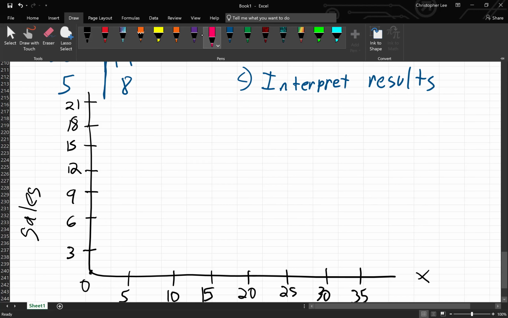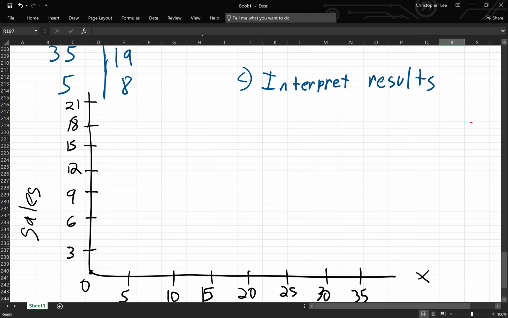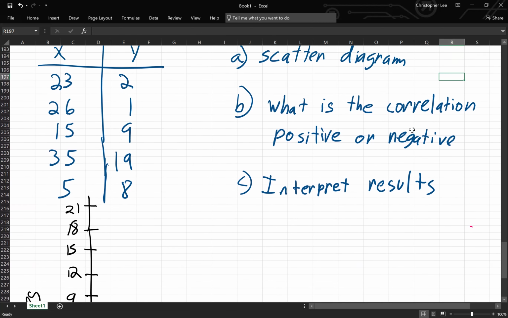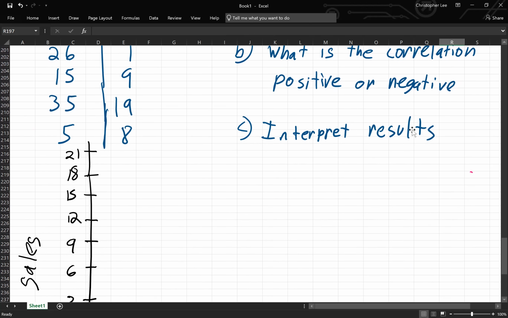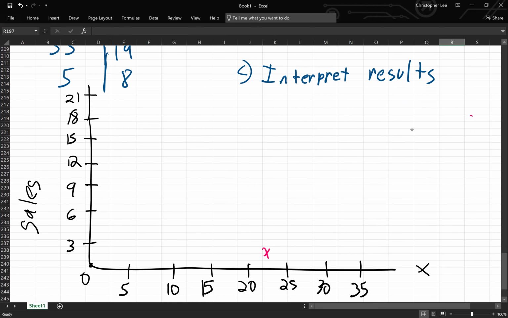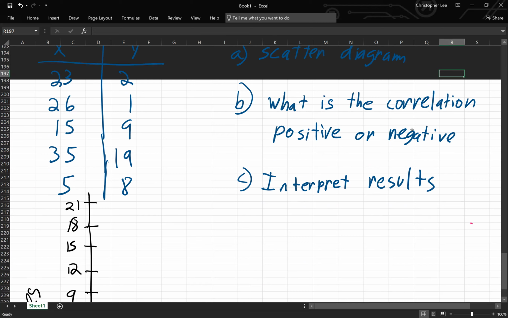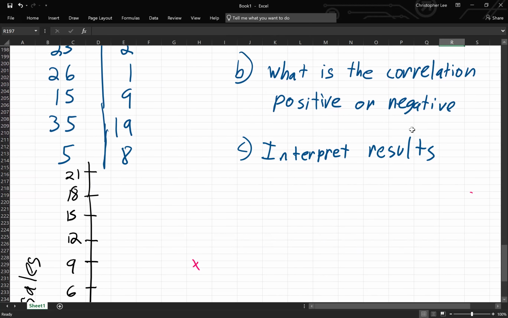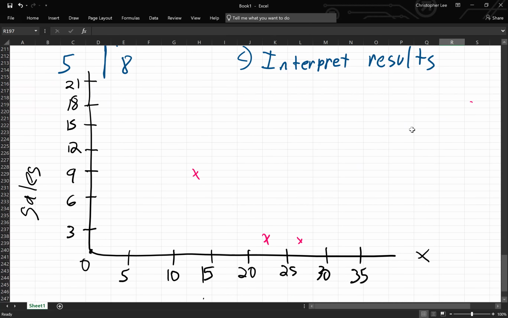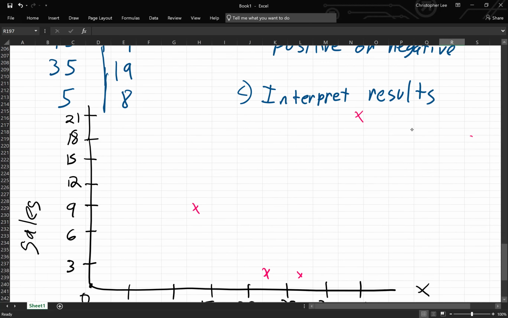Now, you guys could do dots. Me personally, I'm a fan of X's. All right. So my first number is 23 and 2. So I'm gonna come across to 23. I'm gonna go up to 2, which is gonna be somewhere like right here. My next number is 26 and 1. Come across to 26, go up to where 1 is. It's like right here. My next number is 15 and 9. So I'm gonna come across to 15, go up to 9. It's like right here. And then 35 and 19. So 35, 19 is gonna be somewhere up here. And then I have 5 and 8.